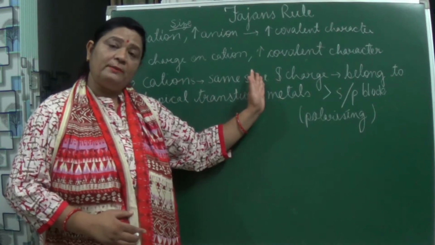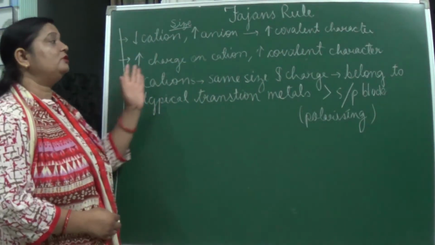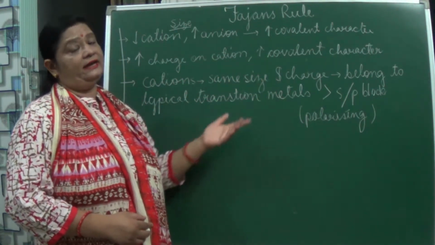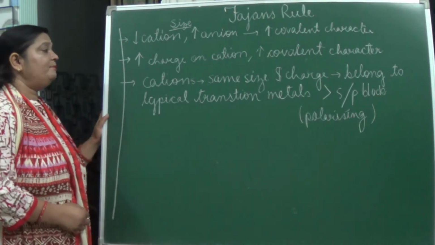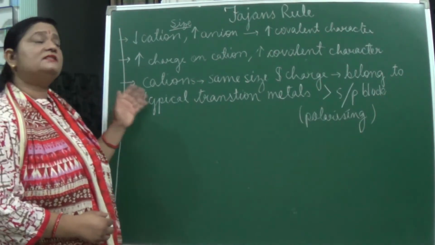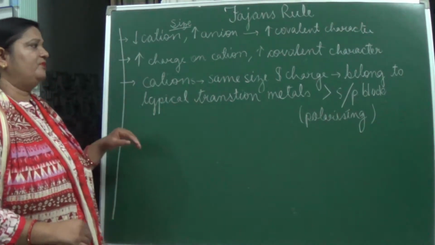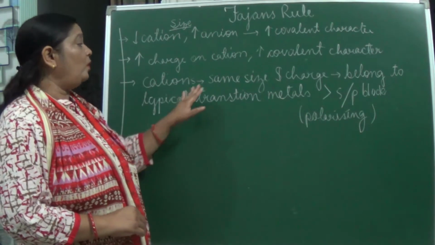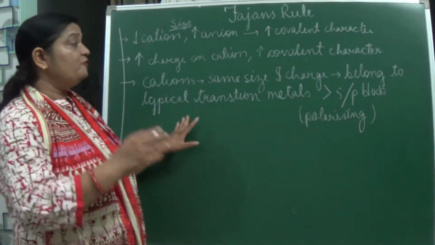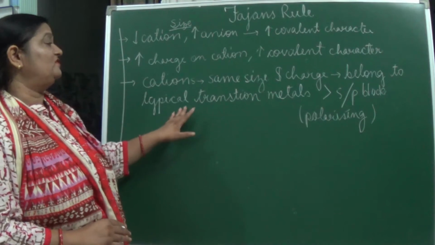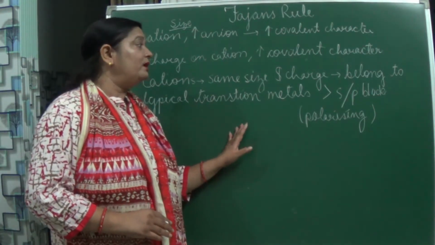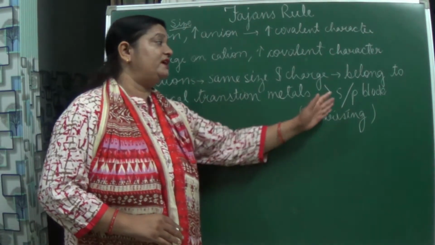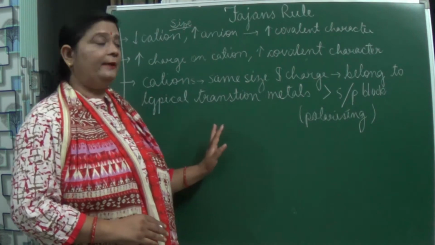So if we are taking sodium and aluminium, what will happen? Which will show more covalent character? That is aluminium, because it has Al3+, isn't it? And Na has only a 1+ charge. Now if the cations are of the same size and have the same charge also, what will happen? We will see that if the elements belong typically to the transition metals, they will have more covalent character than those elements which are in the s and p blocks.